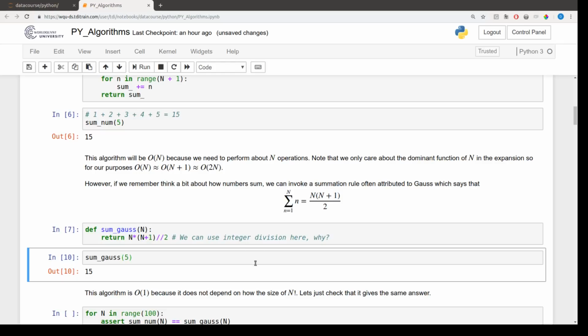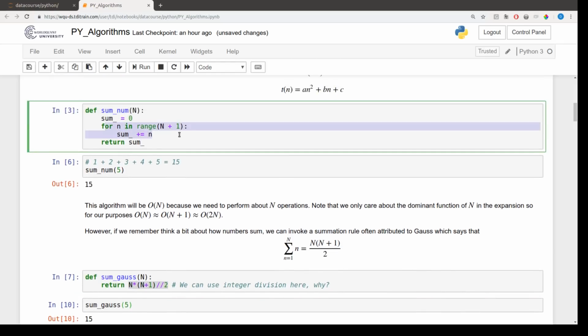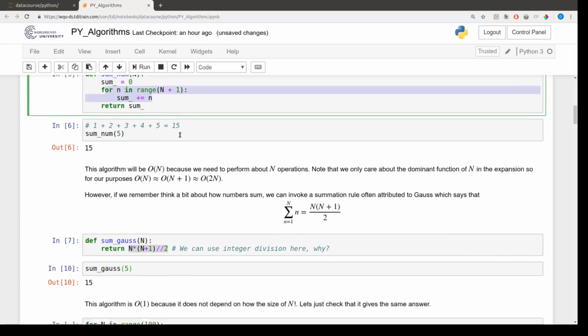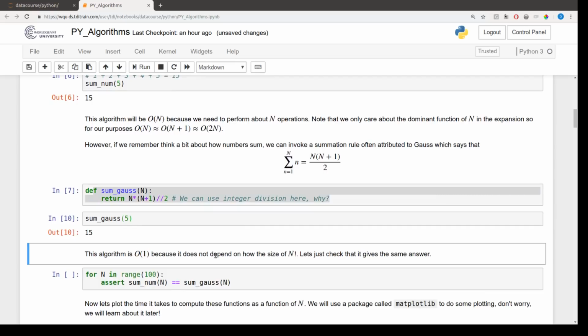So exact same answers as we got before, but now analyzing the algorithm, I only have one instruction. And no matter how big n is, I still only execute a single instruction. So compared to earlier, where we had to do n instructions, now we're just doing one. So this algorithm is order 1, because it does not depend on the size of the input n.